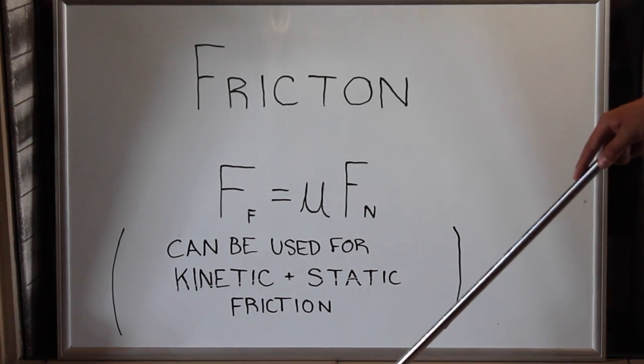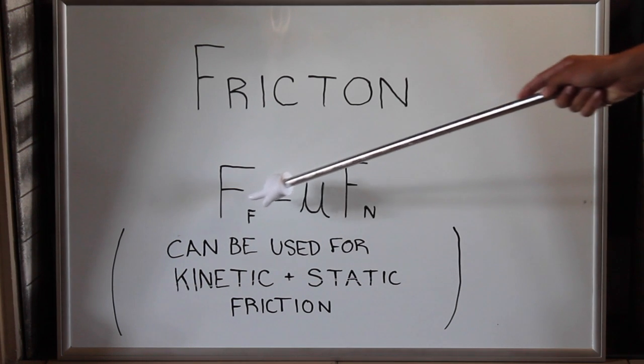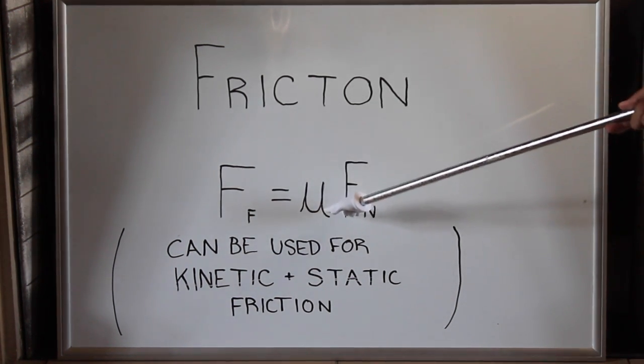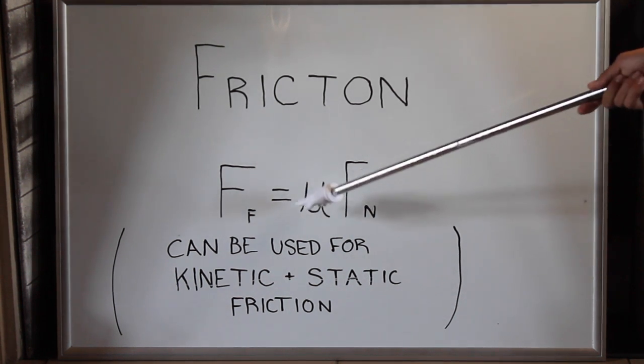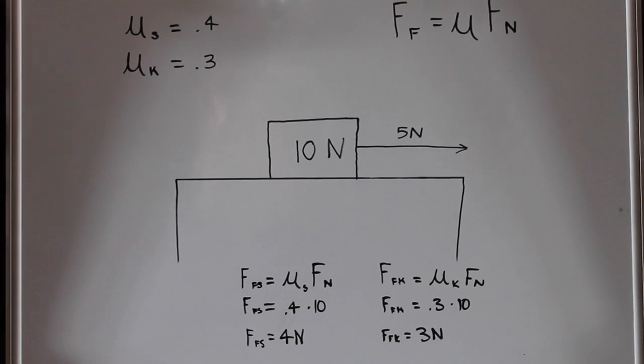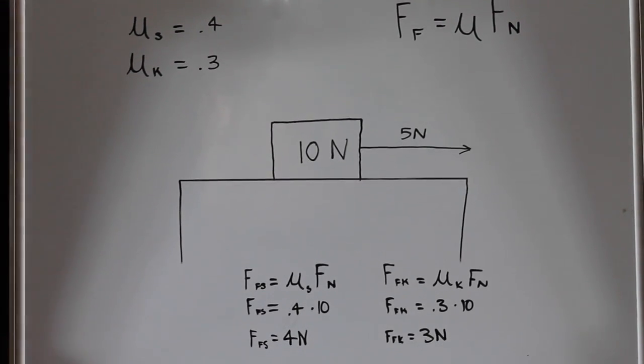Both can be found using the same equation, which is friction force equals mu times normal force, mu being the coefficient of friction. So before we jump into inclined planes, we're going to start with a friction problem on a level surface.